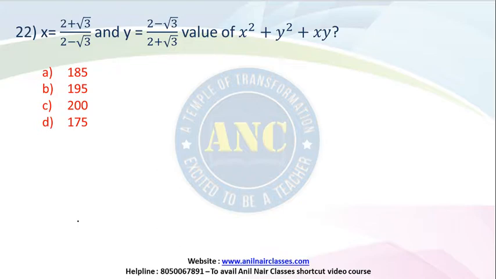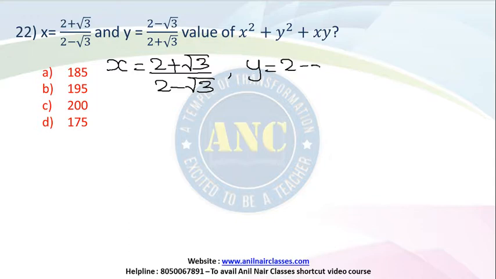Now see here. The question says, let me write it. X is equal to 2 plus root 3 divided by 2 minus root 3, and y is given as 2 minus root 3 divided by 2 plus root 3.